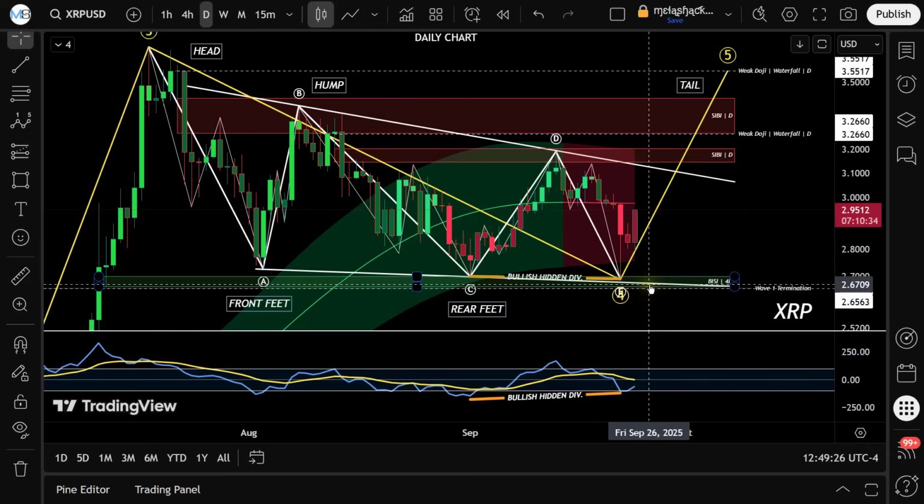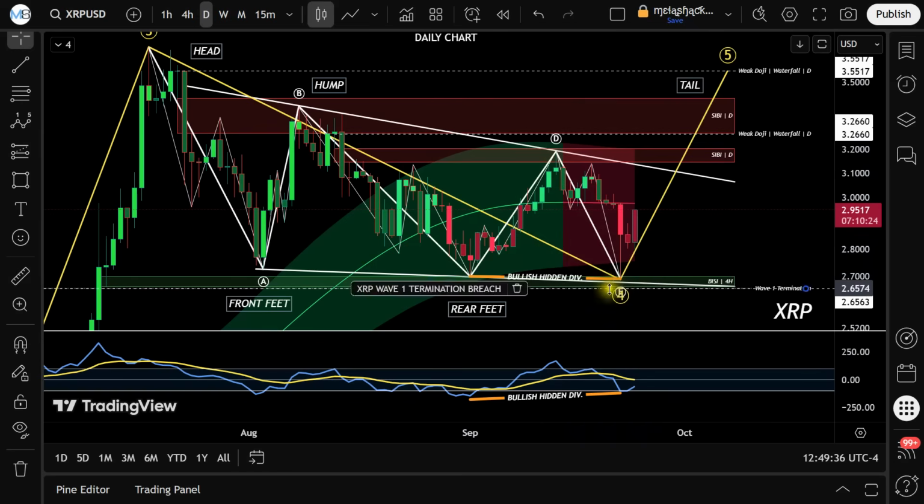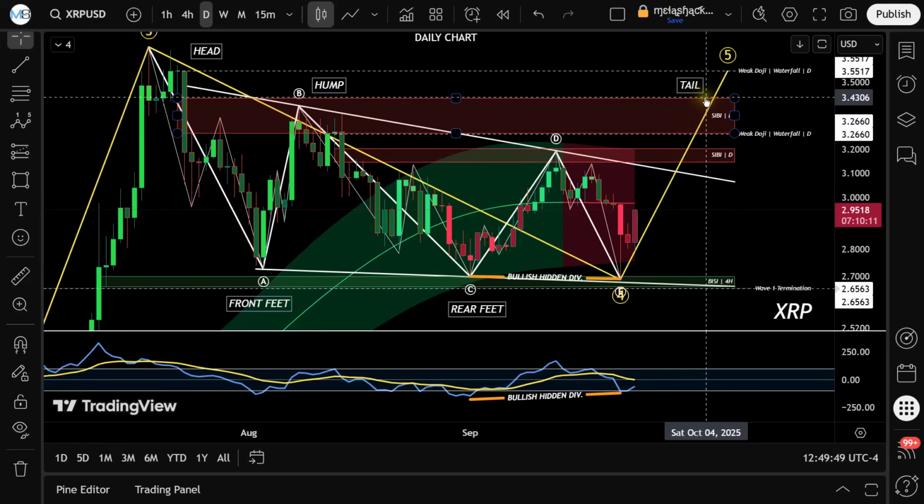So between this support zone, this bullish hidden divergence, the E wave termination, and the primary fourth wave termination, I have 4 points of confluence right here, which makes me very confident in what we can see moving forward.